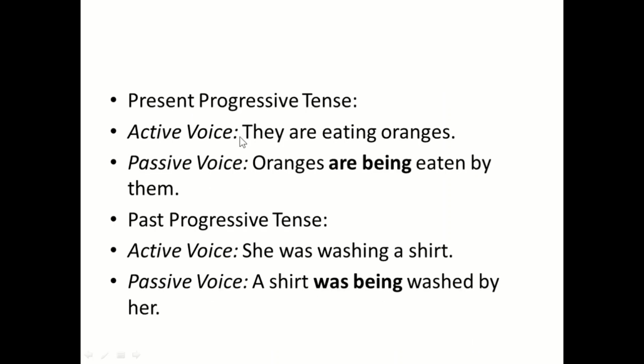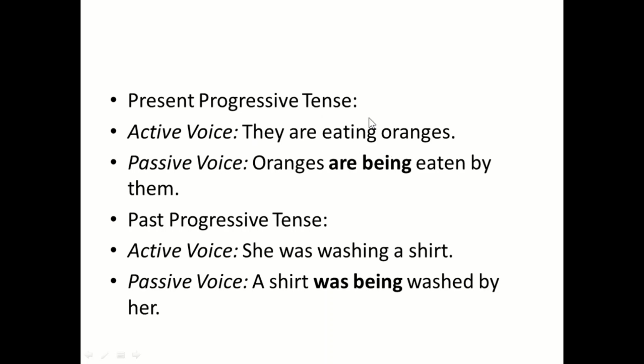Present progressive tense. Progressive, you can call either progressive or continuous, both are the same, meaning something that is happening right now, or something that was happening in the past. But continuous means the work that is going on either in the present or in the past. Active voice: they are eating oranges. Okay, they are eating oranges.